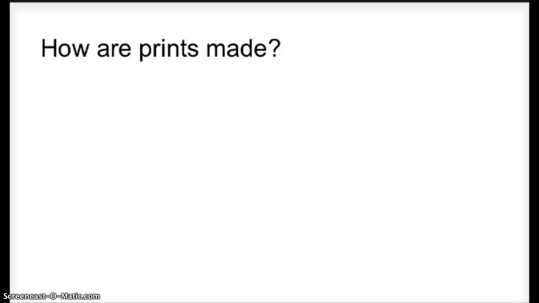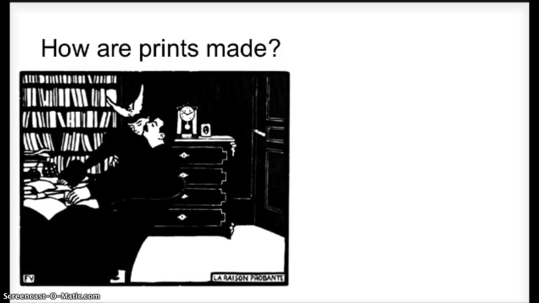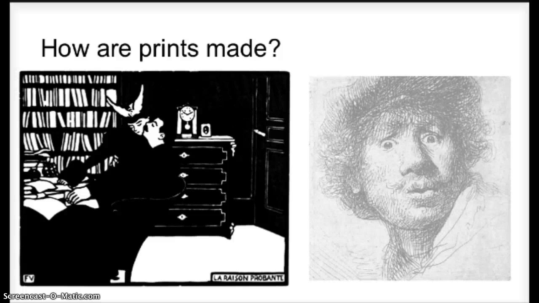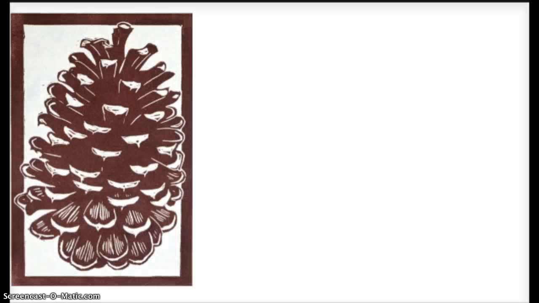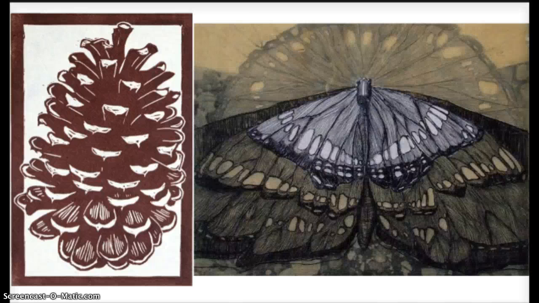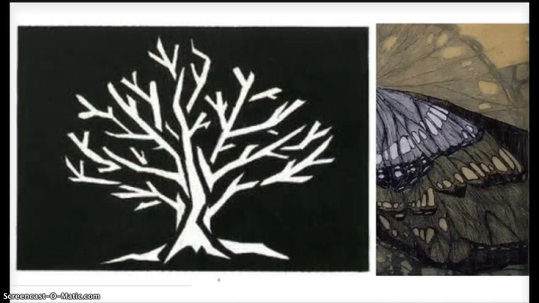So how are prints made then? Prints are made from what is called a matrix, or in other words, a mat, which can be made from many different materials. Prints are then made by transferring the ink from the matrix to the paper or other material. So there are three basic categories for printmaking. There's the relief, the intaglio, and the stencil.